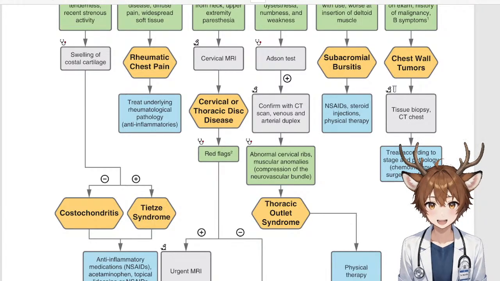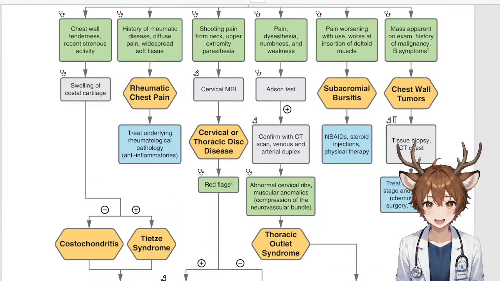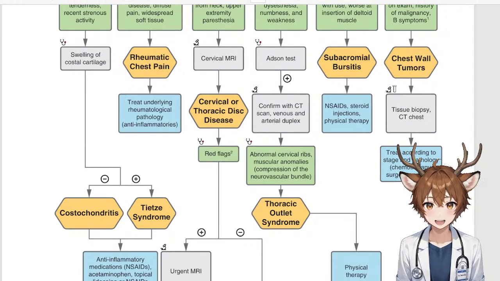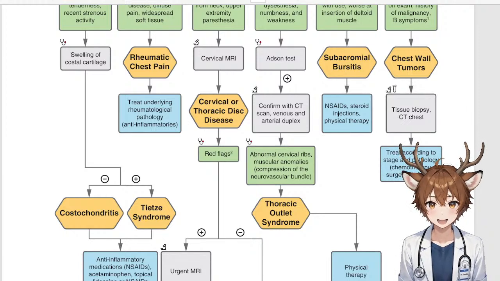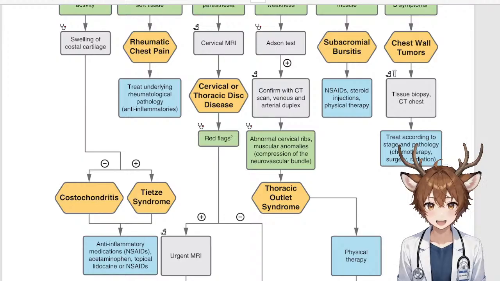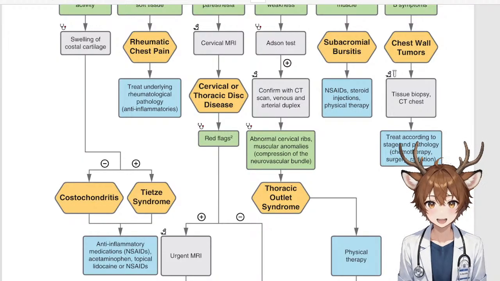And if it's negative, let's say it's not. We have the chest wall tenderness, but we don't have the swelling of the costal cartilage. In that case, it's negative. We have costochondritis. But in both cases, be it Tietze syndrome or costochondritis, we have treatment with anti-inflammatory medications, NSAIDs, acetaminophen, topical lidocaine, or NSAIDs.